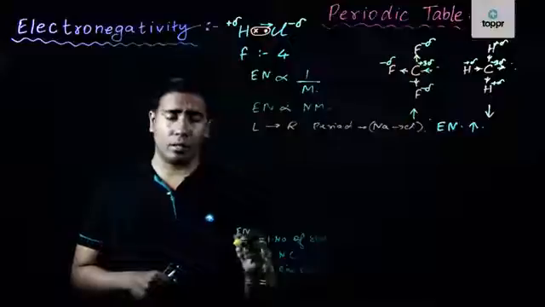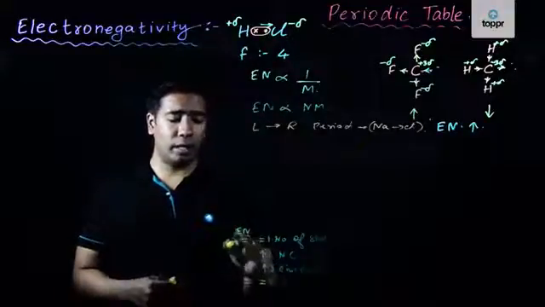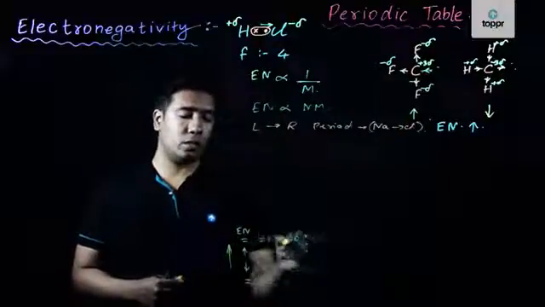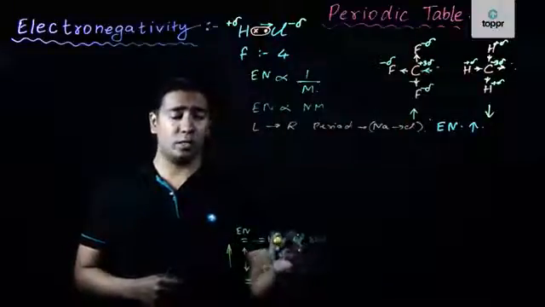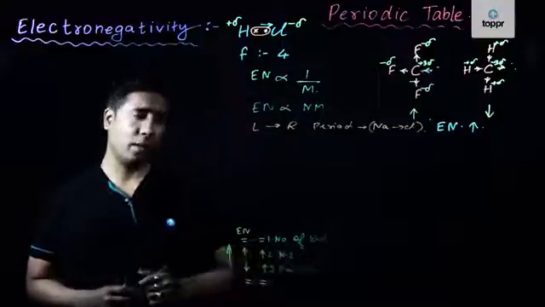The net factor here will be that there will be a net increase in the electronegativity because the nuclear charge factor is much more profound. Its effect is much more profound as compared to the electronic repulsion.